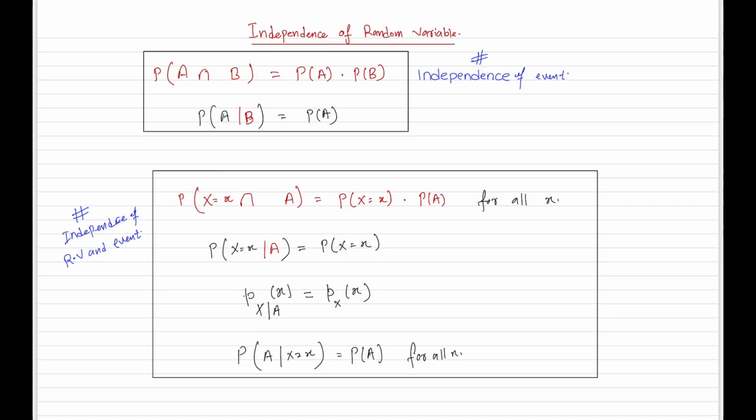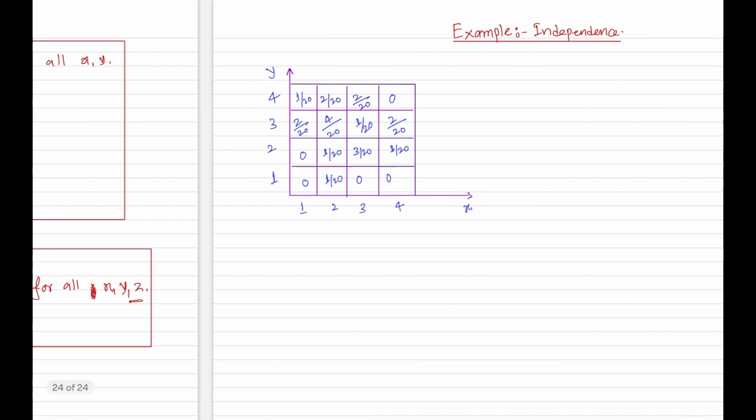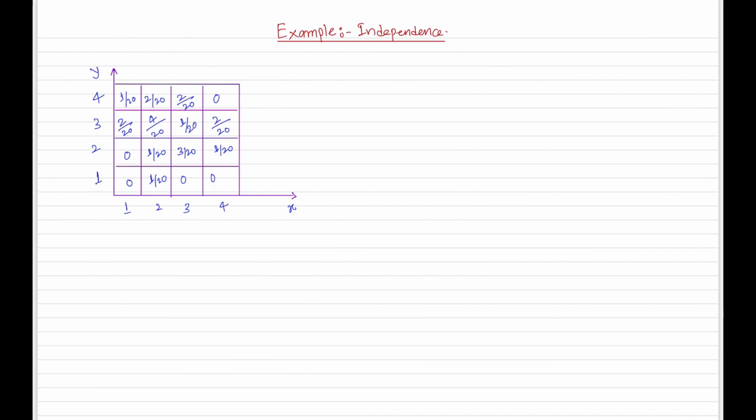Last video we have seen the independence of random variables. Let's take an example. We have been given this joint PMF table, right? Maybe it has come from some experiment, and we have two random variables associated with this experiment, random variables X and Y.